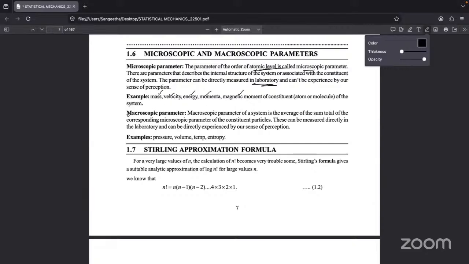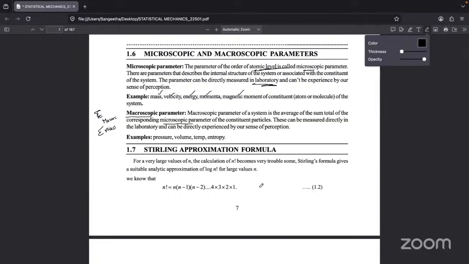Next, we will see macroscopic parameters. Macroscopic parameters are the sum of the microscopic parameters. Sigma of micro is called macro. Sigma of micro parameters equal to macro is called macro parameters.